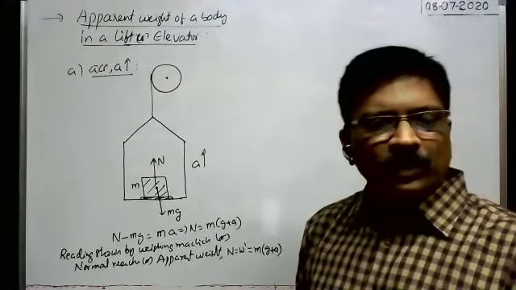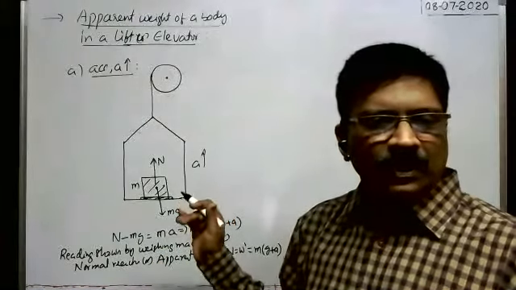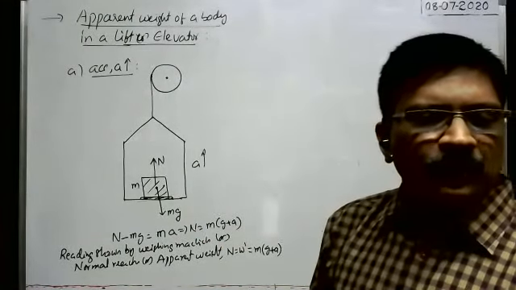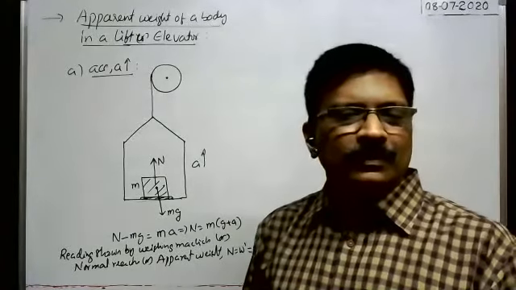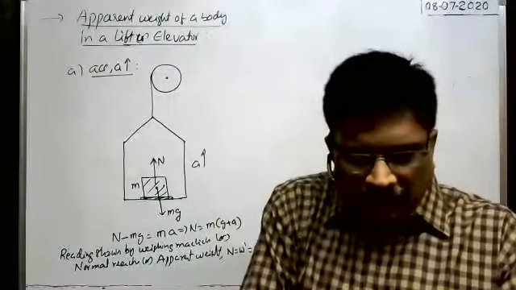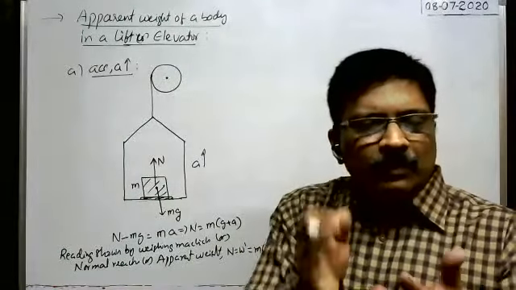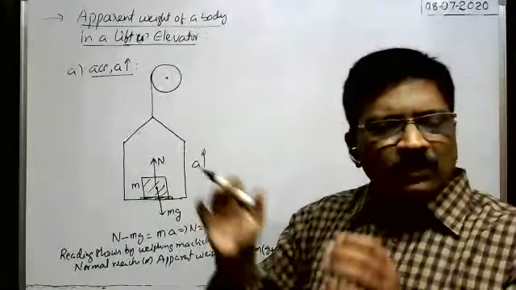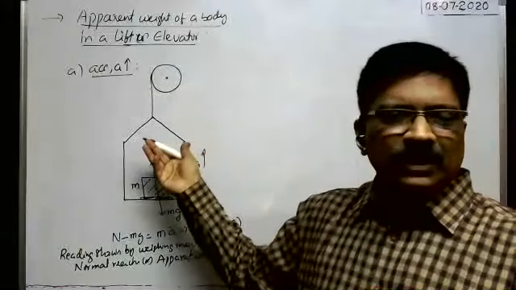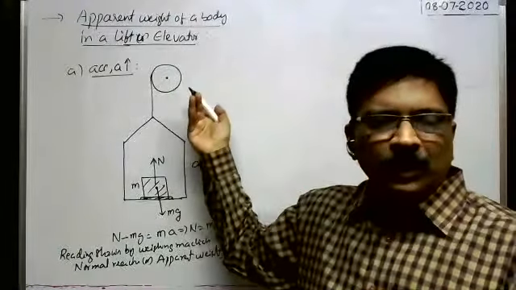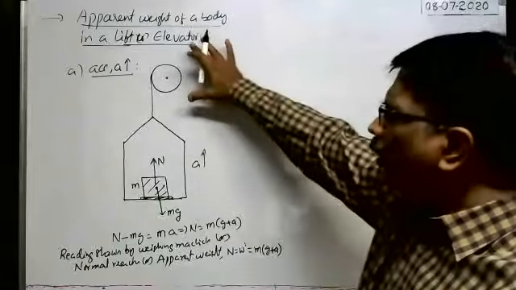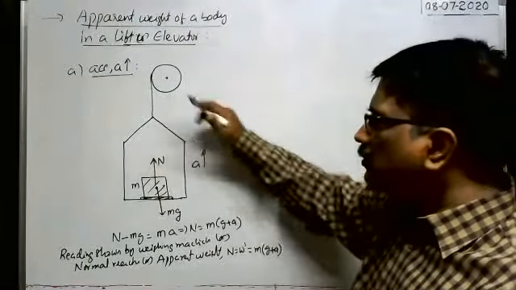I will explain each case separately. First, we have considered the moving upward case. If the spring is connected to the hand of a man, somehow we are pulling the lift upwards with acceleration a, whether by means of a man, a motor, or a pulley, that is immaterial to us. In case of an elevator, definitely it is pulled by a motor only. It is not possible for a single person to pull the entire lift upwards. So somehow we have to move the elevator upwards with an acceleration a.